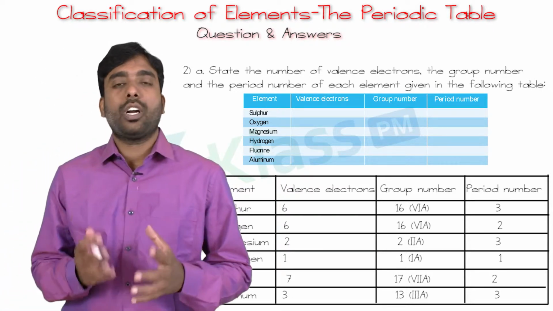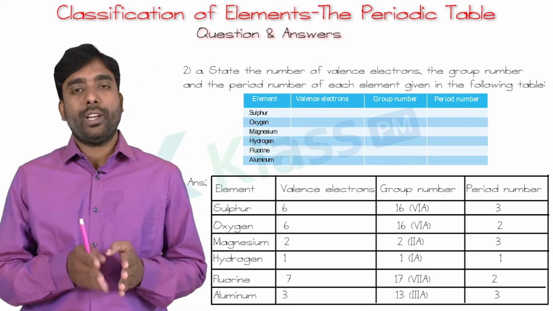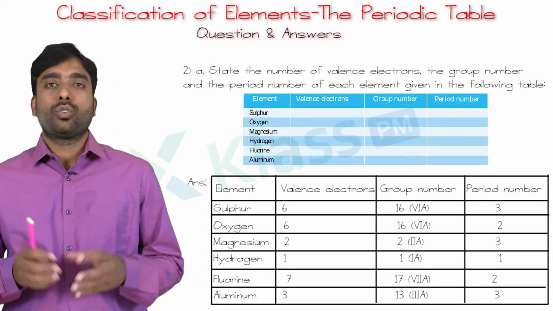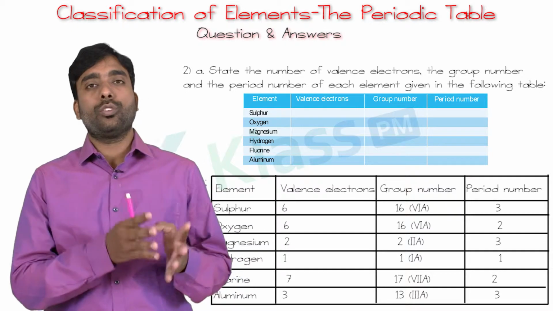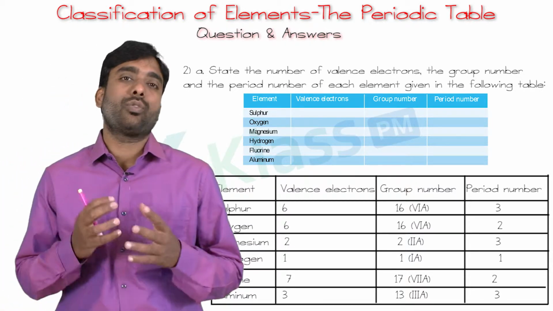Oxygen's atomic number is 8. So its electronic configuration, if you see, is 1s2 2s2 2p4. The number of valence electrons are 2 in 2s2 and 4 in 2p4, so again 6 electrons in its valence shell.